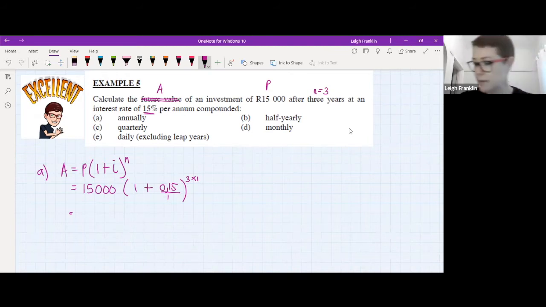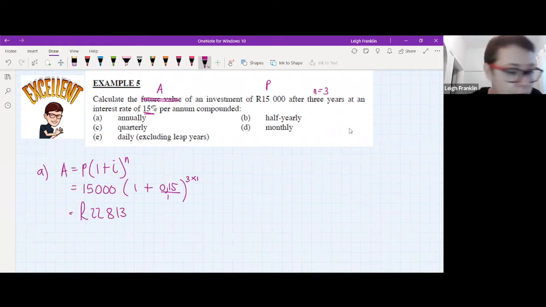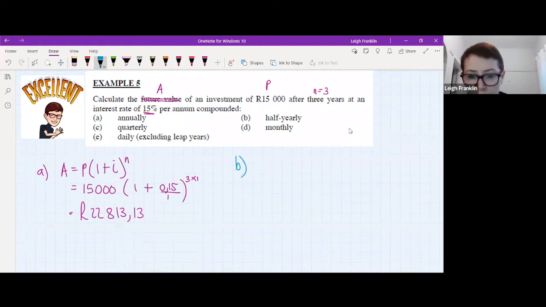What are you guys getting? I'm getting 22,813 Rand and 13 cents. Let's look at the next one. Okay, so here, half yearly. Yeah, me too, Leroy. That's what I got as well.